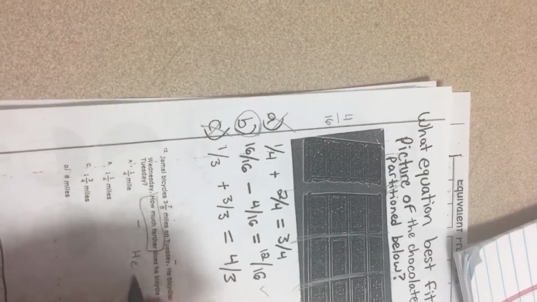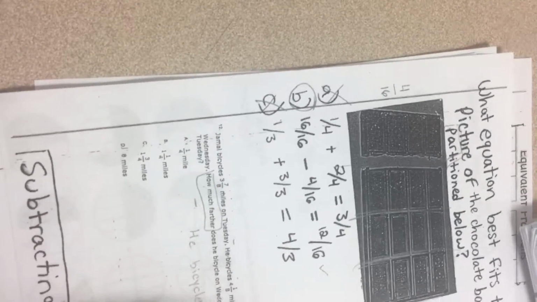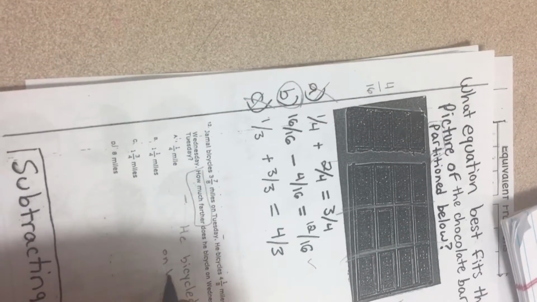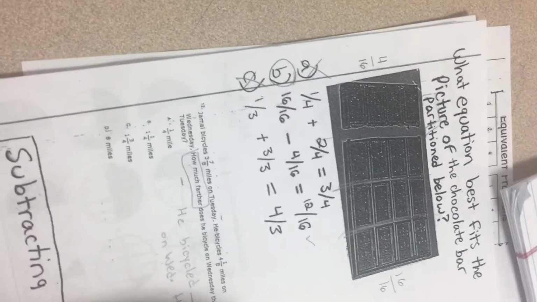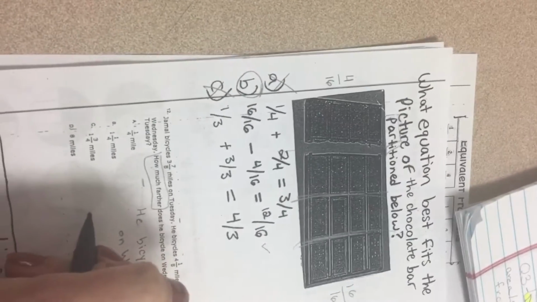So he bicycles blank more miles on Wednesday, and I'm going to abbreviate that, than on Tuesday. So we know that on Tuesday, he bicycled 3 7/8, and on Wednesday, he bicycled 4 1/8.